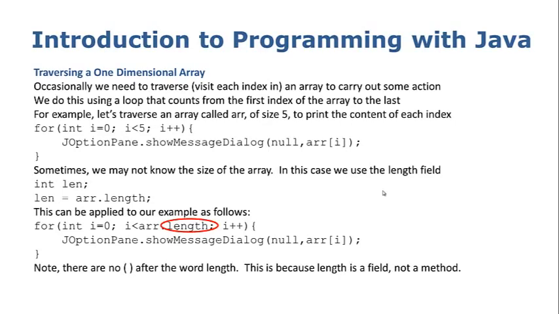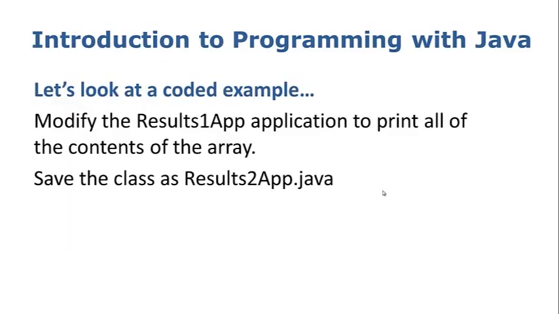So again, just a reminder, there are no brackets after the word length. This is because length is a field, not a method, so watch out for that. We do use the brackets when we're getting the length of a string. We don't have brackets when we're getting the length of an array, so be mindful of that in your examples.